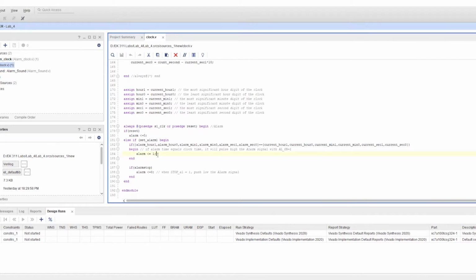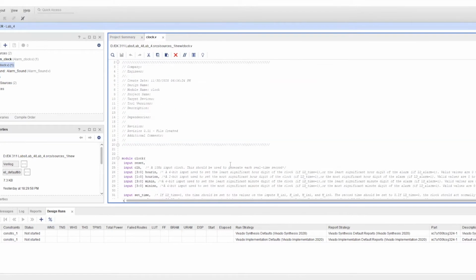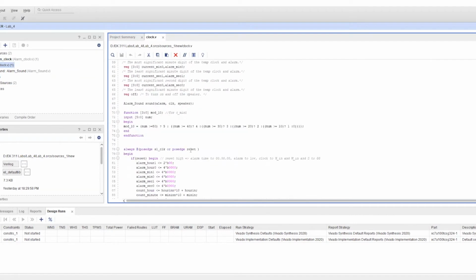to turn on the LED and sound. So if we go all the way to the top of the code, we can see over here the alarm sound, where if the alarm is one, then this module will turn on, creating the sound for the speaker, to let the person know that the alarm is going off.